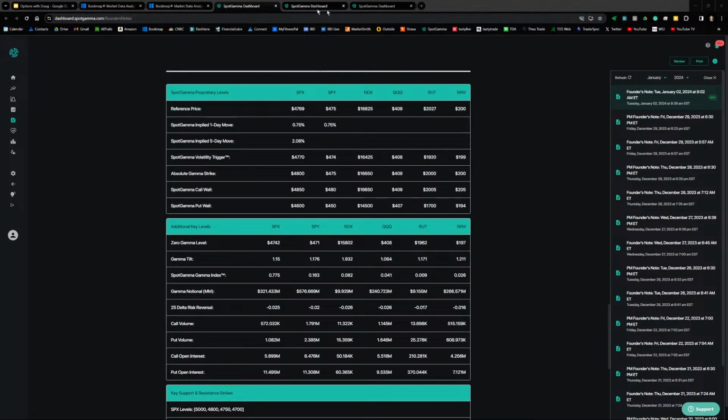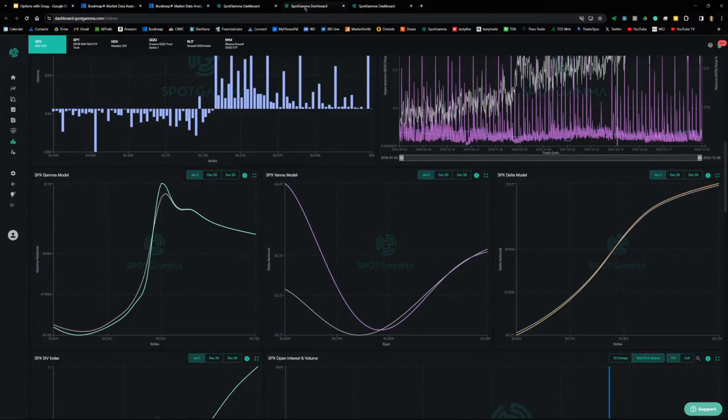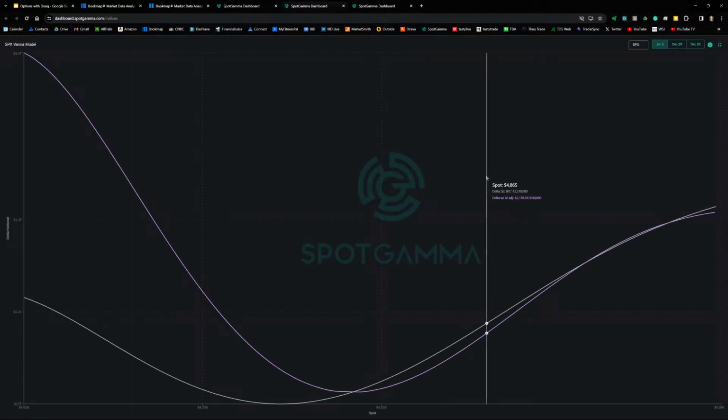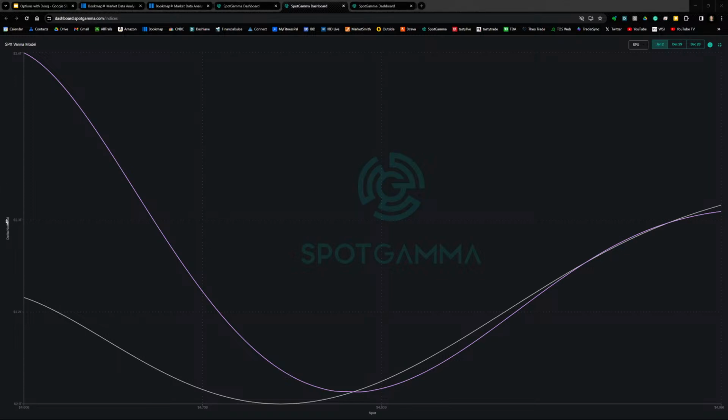All right, let's take a look. I haven't looked at the Vanna model in a couple of days, so let's take a look at that. That's more interesting in this higher range movement. All right, so this is the SPX Vanna model. What this chart is showing is market makers' delta exposure. That's shown on the vertical axis. This is the delta notional. And price, spot price for SPX on the horizontal axis.